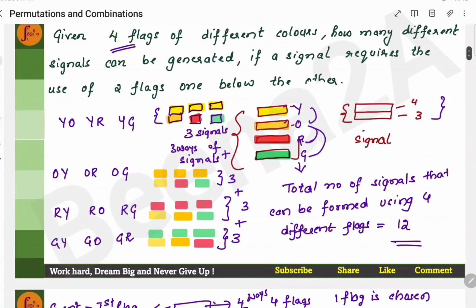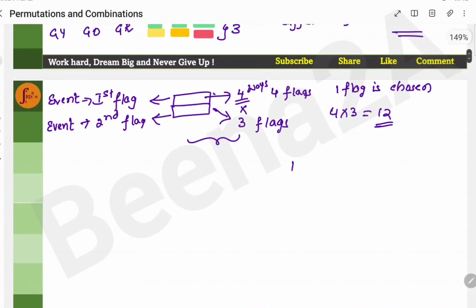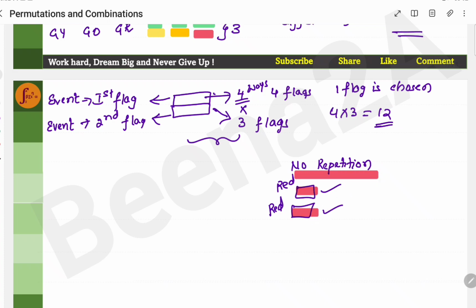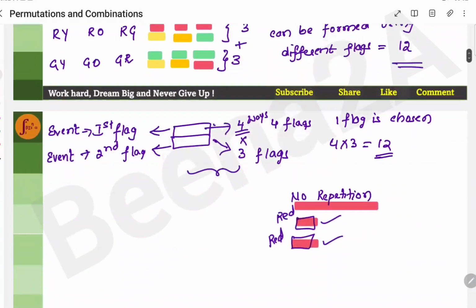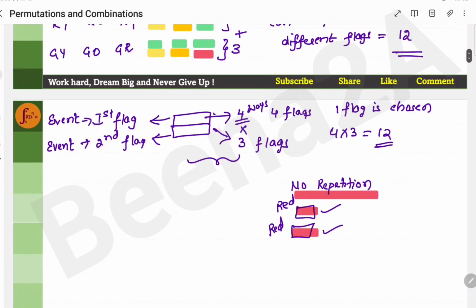Remember one thing, here repetition is not allowed. I need to form a signal of different colors. The colors for both flags should be different. I cannot have a signal with two red flags. Therefore, we have not taken yellow-yellow, orange-orange, red-red, green-green. Had we taken them, we would increase the number of combinations. In this case, there is no repetition.